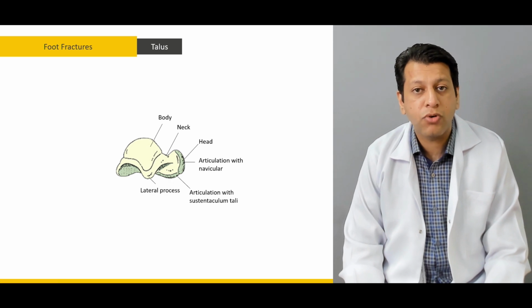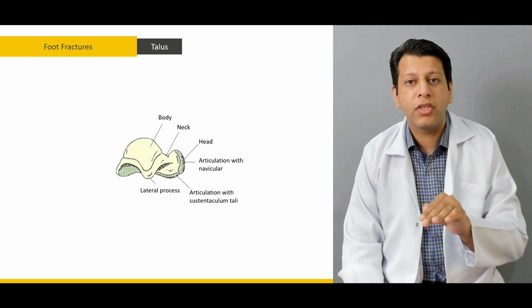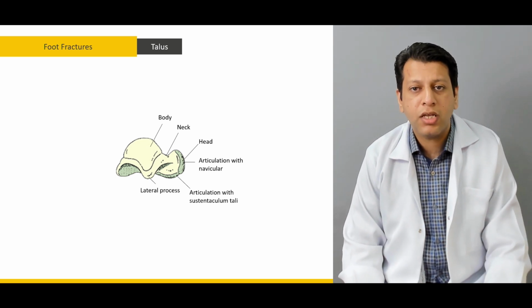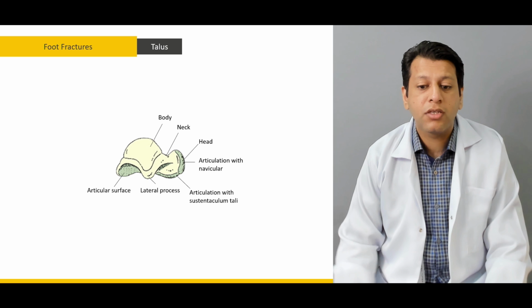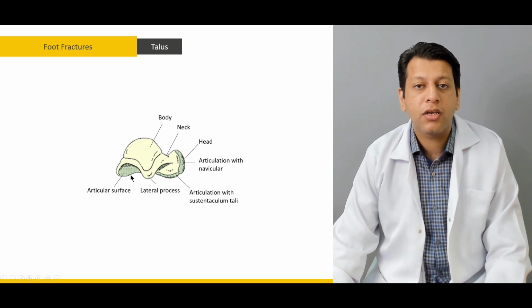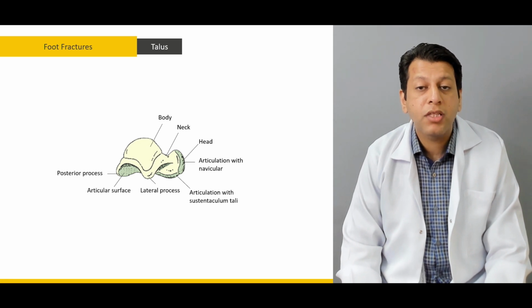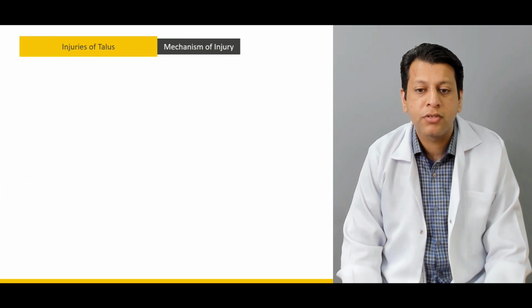Then there is a lateral process. Now this lateral process just hinges over the calcaneum. There is no articulation with any other bone. Then this is the articular surface of the posterior process. This is anterior, this is the posterior process, this is the body, and there is a neck in it. This articular surface articulates with the calcaneum, which is forming the posterior process.